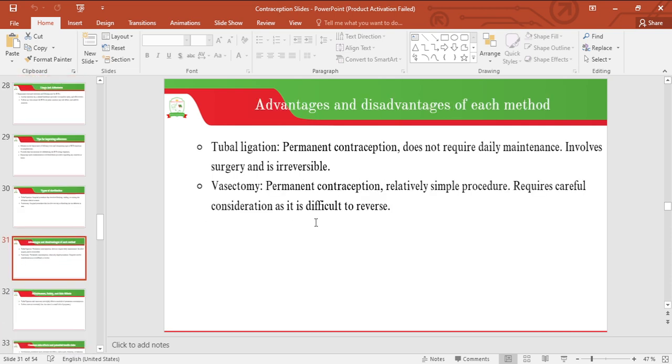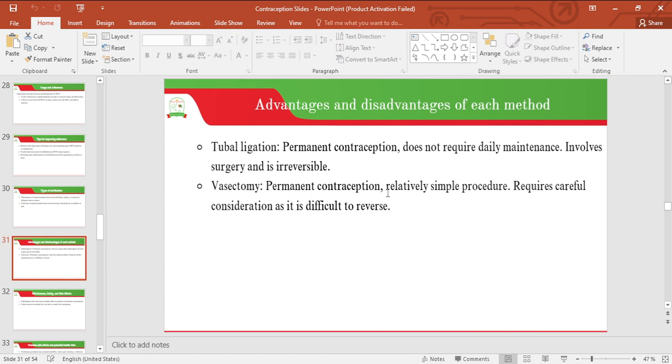Let's look at the advantages and disadvantages of each method. Tubal ligation is a permanent contraception method, and it does not require daily maintenance. It involves surgery and it is irreversible, meaning that if the client opts to go for a tubal ligation, it means that she is really done with delivering babies. She doesn't want any more babies. Otherwise, you cannot reverse it once it is performed on a client.